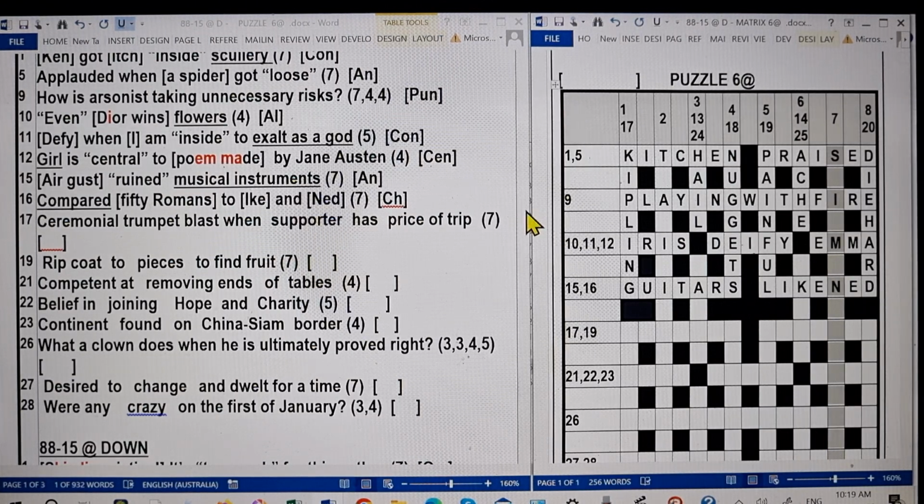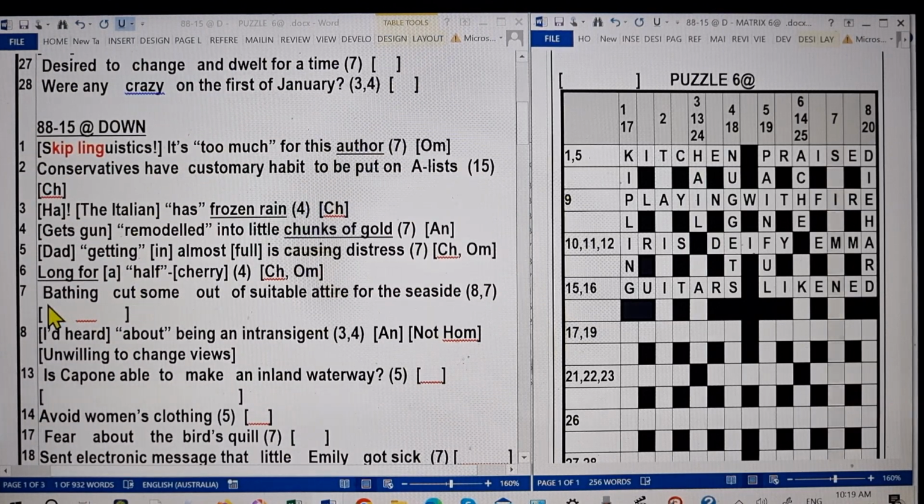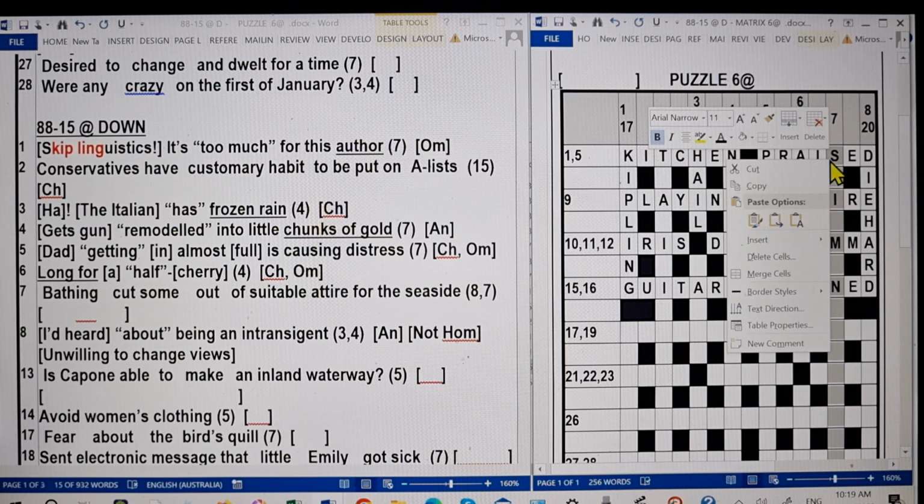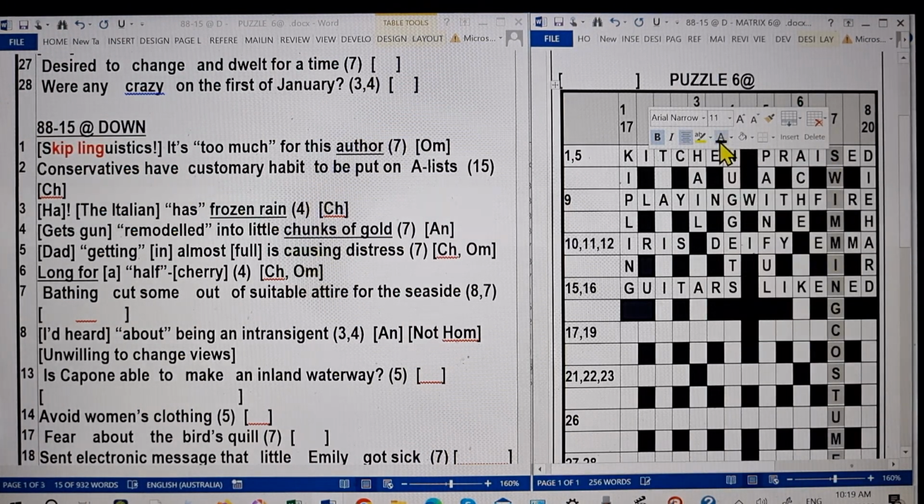All right, 7 down. You got S, an I, and an M. 7 down. Bathing cuts some out of suitable attire for the seaside. 8 and 7. And don't forget, we have S, blank I, blank M, blank N. Okay? Pause, solve, and resume. Okay, back again. The answer to that is, I'm sure you got it, swimming costume.